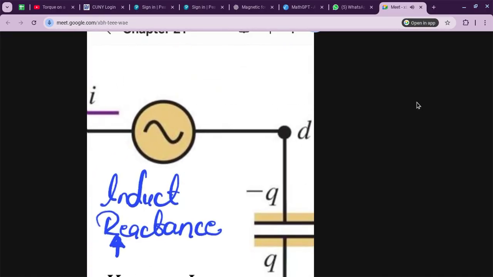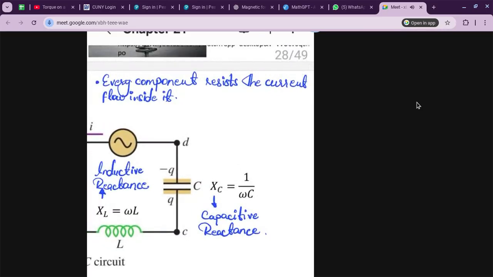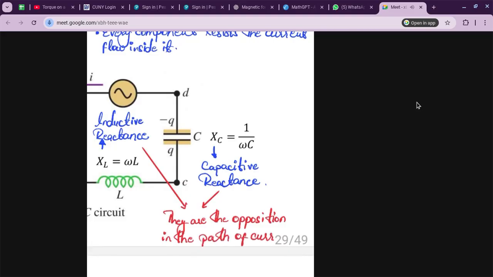This is inductive reactance, and Xc is capacitive reactance. Actually, the reactances are resistances. What are reactances, Peter? Resistance. They are the opposition in the path of current. Okay?